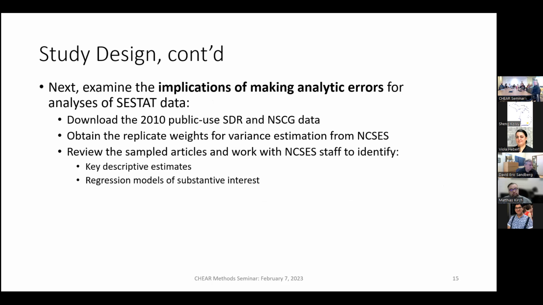Next, we looked at the implications of making these errors by downloading the exact same data sets and then implementing the kind of analysis that was suggested by the authors of these papers to see what would happen to the different estimates. So we downloaded the data sets. We obtained the replicate weights, which is what NCSES provides for variance estimation. And we reviewed the sampled articles and worked with the NCSES staff to identify key descriptive estimates and regression models that would be of substantive interest to NCSES users.